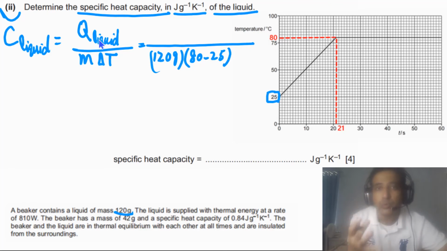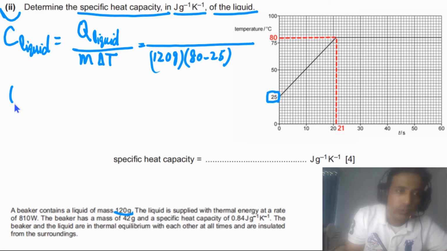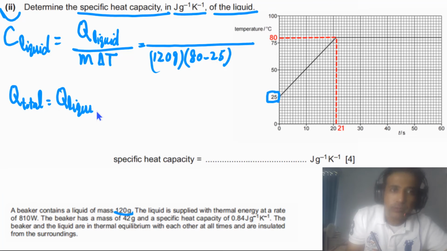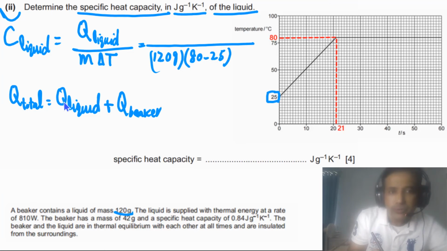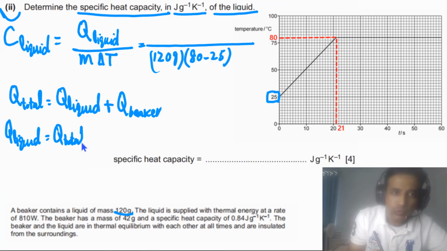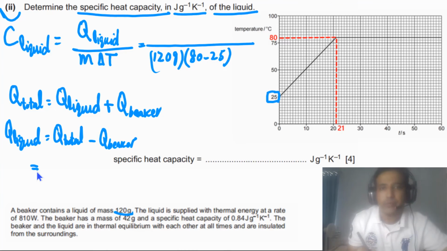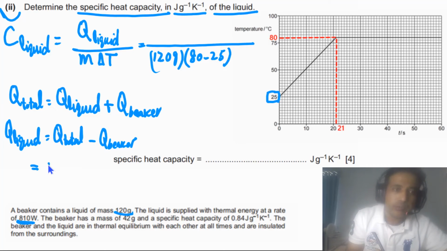So we need to find Q liquid, but in this case we can find Q total. Q total has to be equal to Q supplied to the liquid plus Q beaker, the thermal energy used to raise the temperature of the beaker. We need to find Q liquid, so we can rearrange. Q liquid has to be equal to Q total minus Q beaker. Q total we can find because we have the time and we have the power. Power is given to us, so it means P times t.